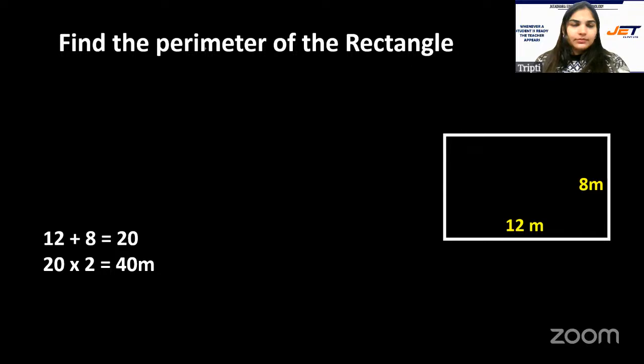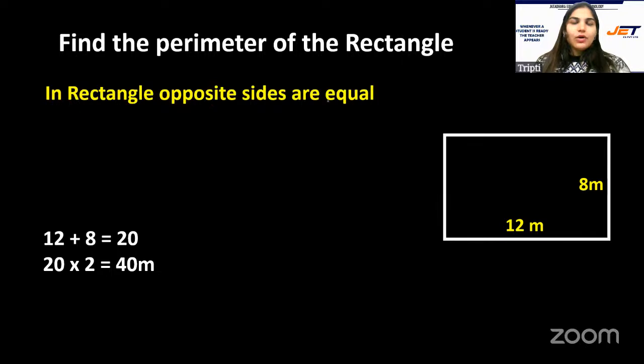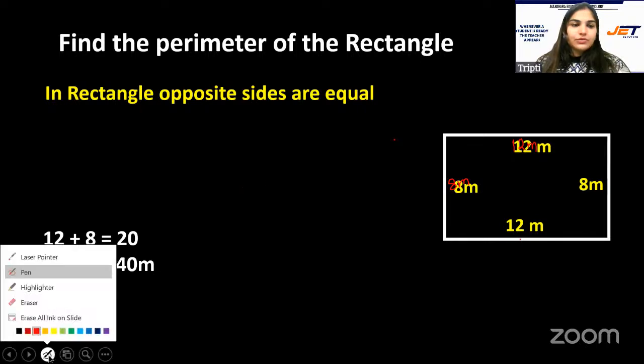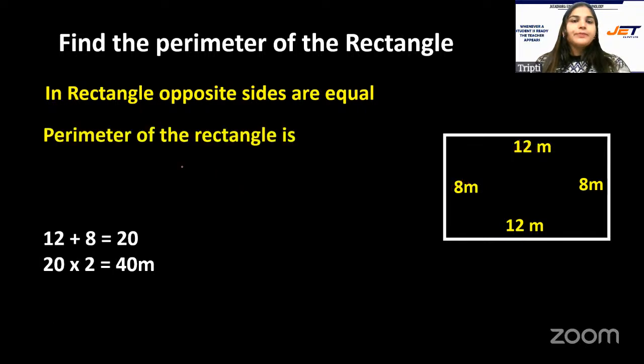Now, we will be finding the perimeter of the rectangle. Perimeter is the same as the boundary, the border. Here, in a rectangle, opposite sides are equal. If this is 12 meters, this is also 12 meters. This is 8 meters, this is also 8 meters, right? As you know, in a rectangle, opposite sides are equal. That's how we are going to find the perimeter.